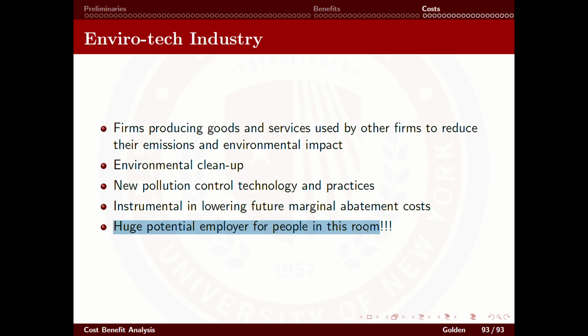This is probably a huge employer for the kind of people who are in this room taking this sort of class. And if you're interested, I can help you start to look into these sorts of jobs.